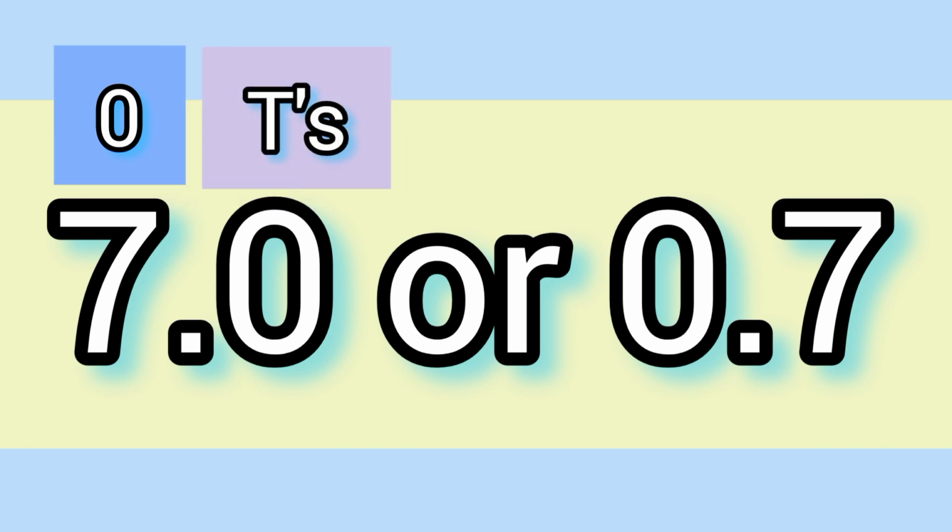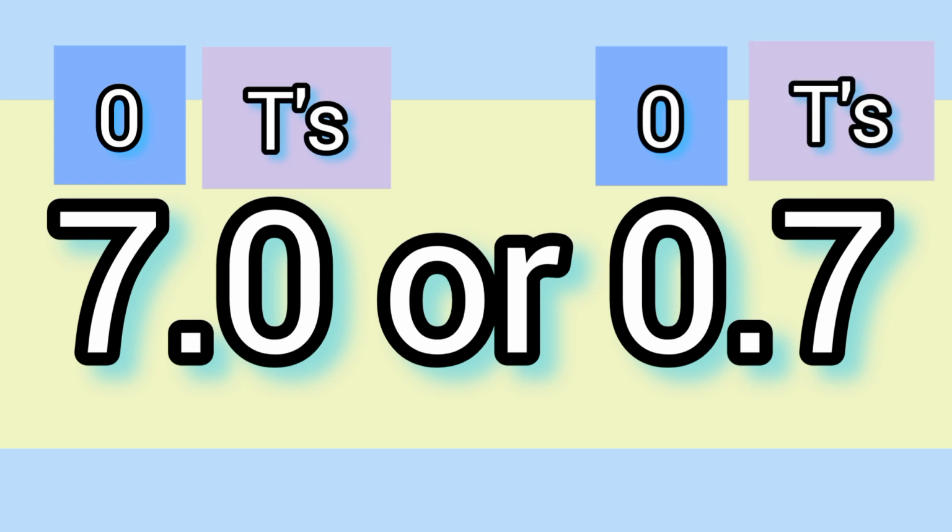Now in the second number, again the decimal point is between 0 and 7. But in this case, the whole part, the number which we have, is 0. So 0 is in ones place. And in the decimal part, the number is 7. So it is in tenths place.